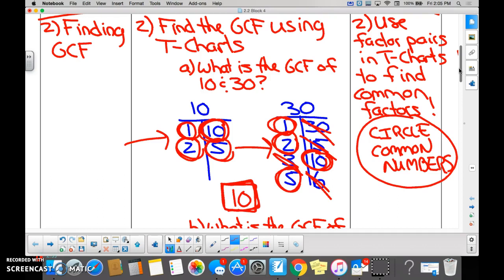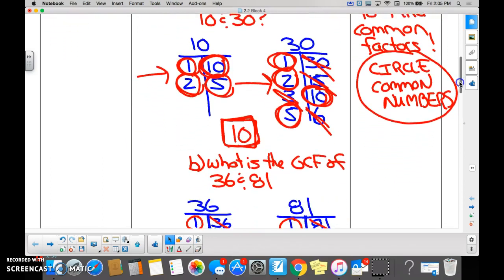Okay. 11 is not an option, is it? No. Could 11 ever be a factor of 10? No. It could never be a factor of 10 because it's bigger than 10. A number that is bigger than another can't go into it. Okay? So when we slide down to our next example here, we had 36 and 81.